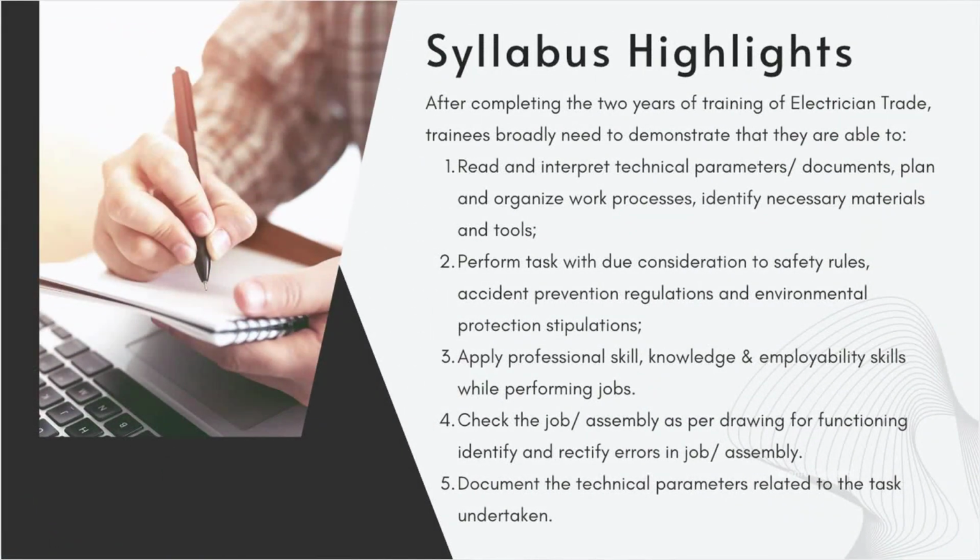After completing the 2 years of training of electrician trade, the trainees broadly need to demonstrate that they have the ability to read and interpret technical parameters, documents, plans, and organize work. They also have to process, identify necessary materials and tools. They also need to perform tasks with due consideration to safety rules, accident prevention, regulations, etc. They also have to abide by the environmental protection stipulations.